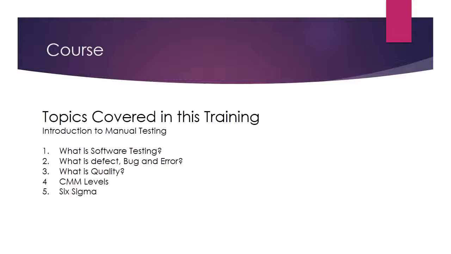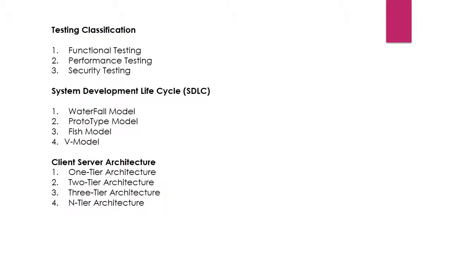These are some of the things which you should be aware of as part of manual testing. As you see, it's quality, CMM level, Six Sigma. Again, we have testing classification, what kind of testing, as we see: functional, performance, security. What are these different types of testing? Then there is something called software development life cycle, or you can call it system development life cycle, which is the SDLC.